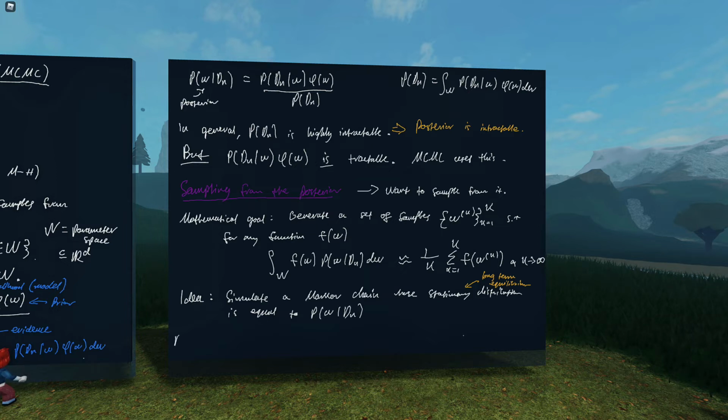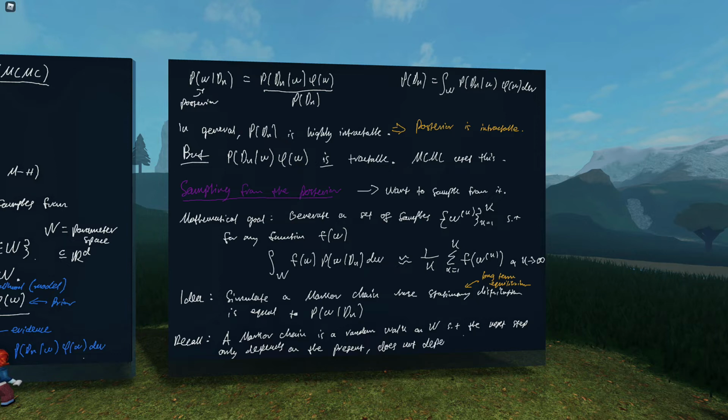Recall, if you haven't heard this before, a Markov chain is just a random walk on the space of parameters such that the next step only depends on the present position and does not depend on past history.